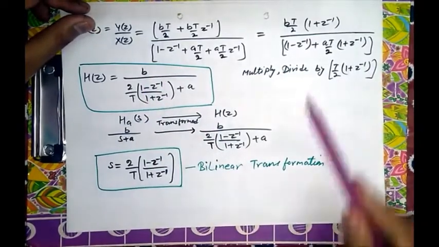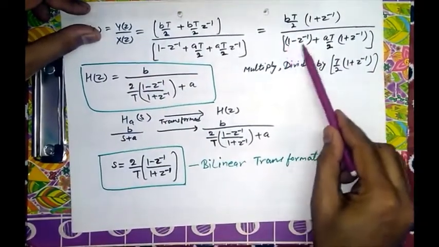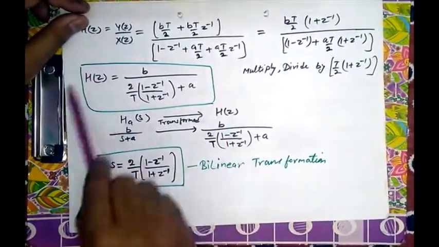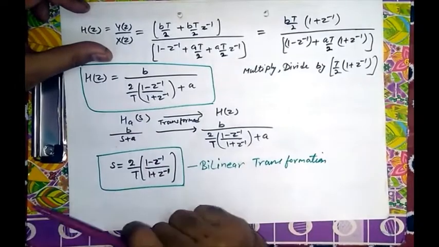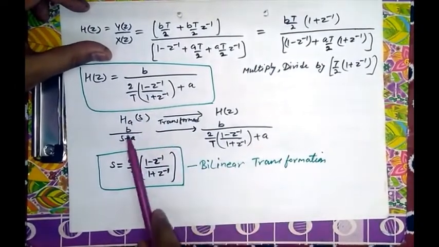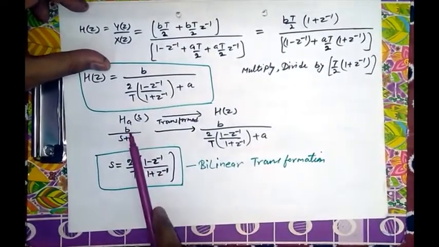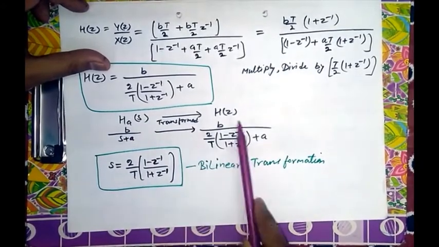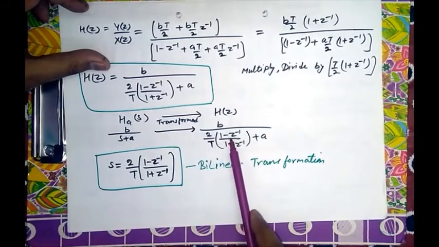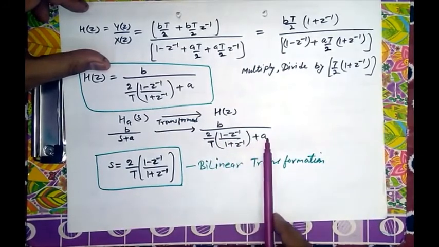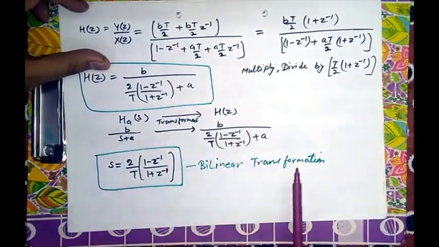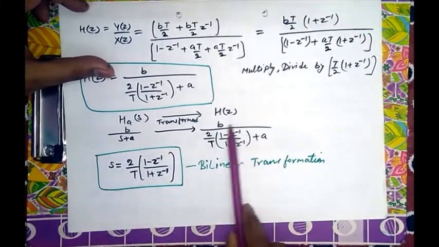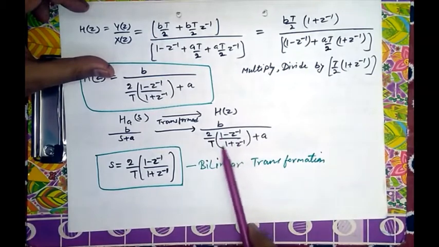You can check it, multiplying this term, dividing this term. And this is for the H(z), that is the digital filter. And comparing with the starting value, we have the analog filter, a single pole analog filter, b upon s plus a. Now it is transformed by bilinear transformation, it becomes b upon 2 by T times (1 minus z inverse) upon (1 plus z inverse) plus a. So after comparing this transformation, it is easily seen that this s has now become 2 by T times (1 minus z inverse) upon (1 plus z inverse).